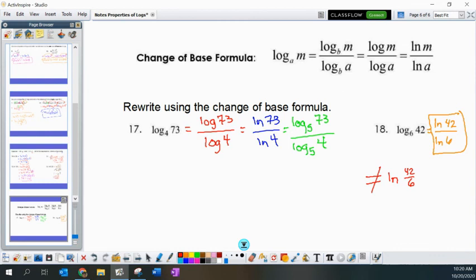And the reason for that is that this is not 42 divided by 6. This is the power we raise e to get 42 and the power we raise e to get 6. Those numbers we don't even know off the top of our head. They may not have any common factors and definitely don't simplify, okay? So these expressions are the power we raise e to get 42 and the power we raise e to get 6. And that's why you cannot do that. It is not the same, okay?